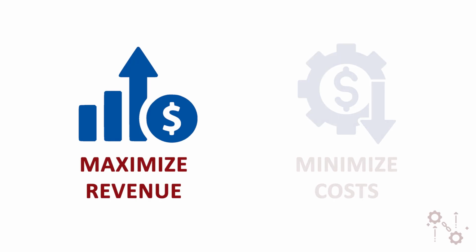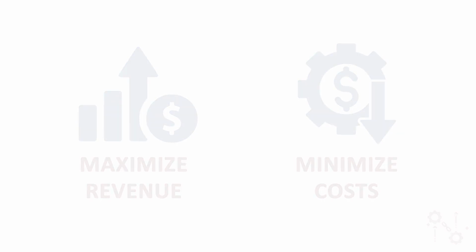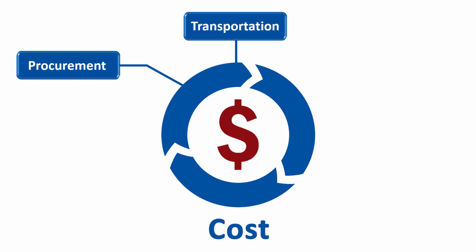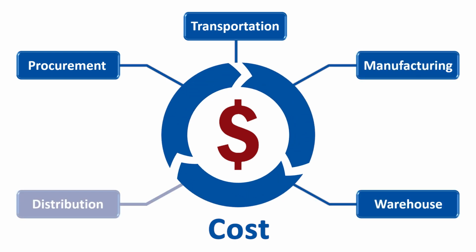If a business wants to make more profit, it needs to maximize revenue and minimize costs. Even the value that a non-profit organization creates is limited by its budget, the costs it incurs. Supply chain and operations costs come in many forms, incurred at all stages of the supply chain. Procurement costs, transportation, manufacturing, warehouse, distribution.